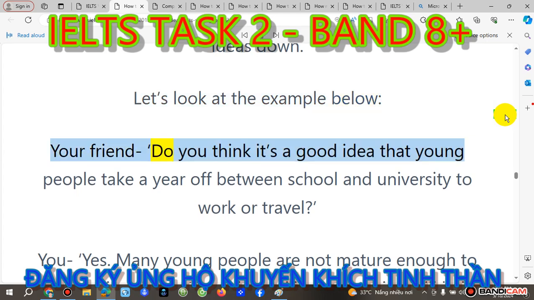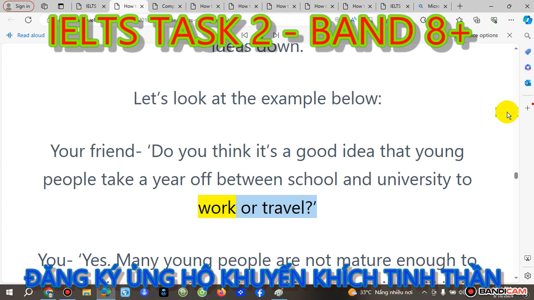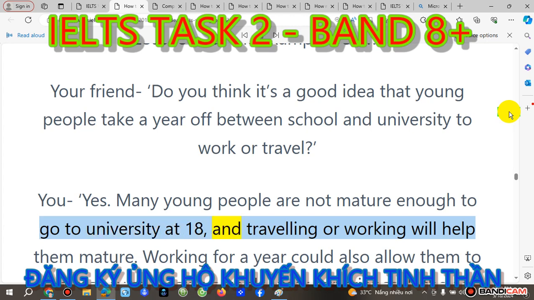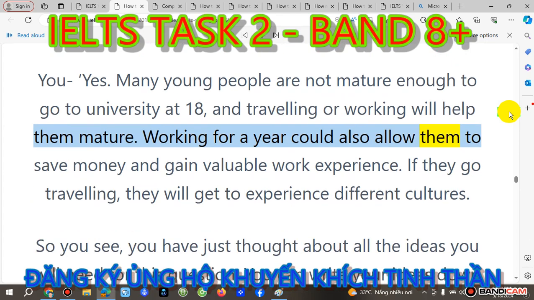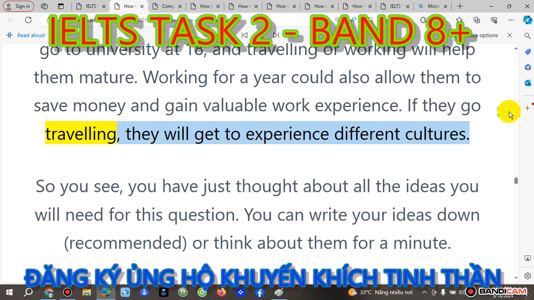Your friend: do you think it's a good idea that young people take a year off between school and university to work or travel? You: yes. Many young people are not mature enough to go to university at 18, and traveling or working will help them mature. Working for a year could also allow them to save money and gain valuable work experience. If they go traveling, they will get to experience different cultures.